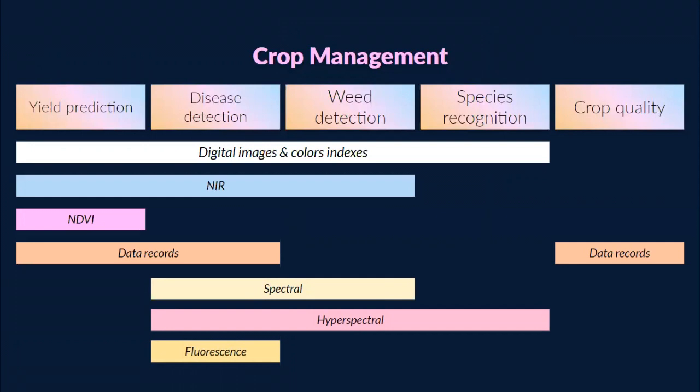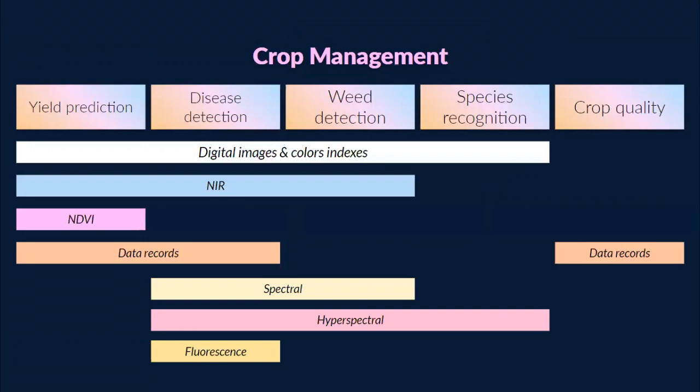From here, we can know that the main feature techniques used are digital images and color index. Specifically for disease detection, we can use digital images and color index, NIR, data record, spectral, hyperspectral, and fluorescence, almost all of them. But NIR, NDVI, spectral, and hyperspectral are only used in crop management.